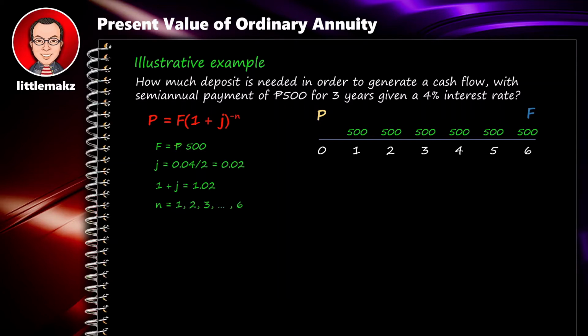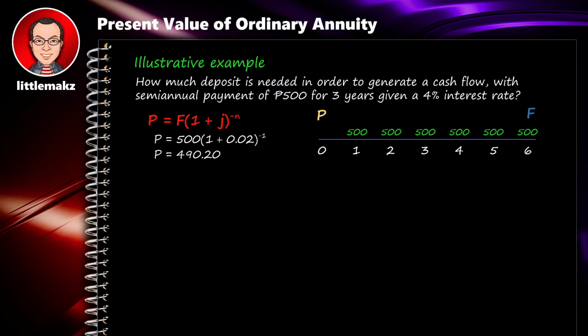So individually, we try to find out 500 deposited 6 months from now, 1 year from now, 1.5 years from now, 2 years from now, up to 6 periods, that is 3 years from now, is worth how much today. So trying to get the present value at which the first payment 500 is paid 6 months from now, that is the first period, we have 490.20.